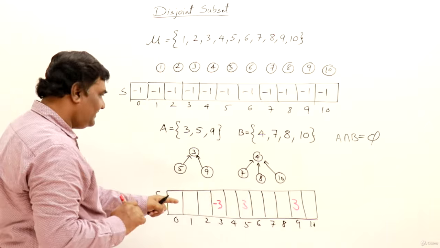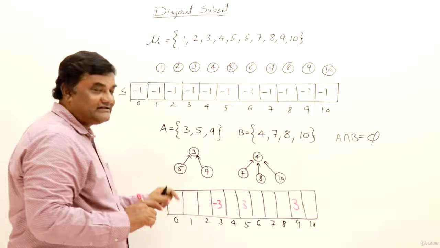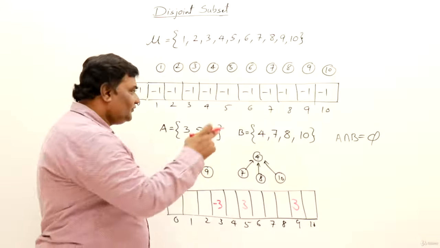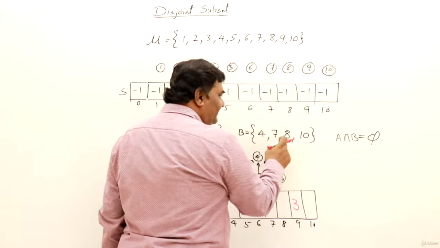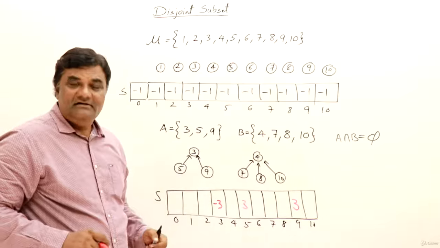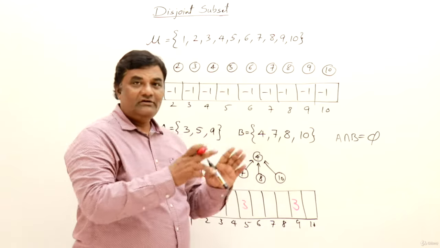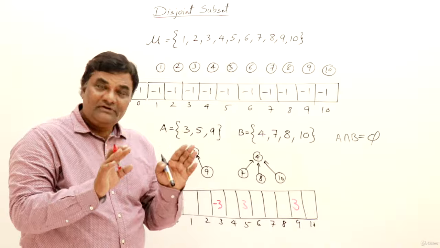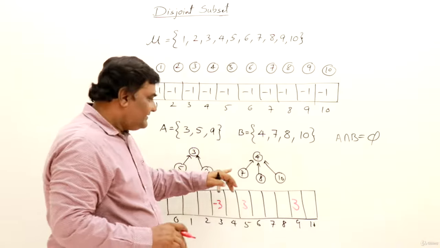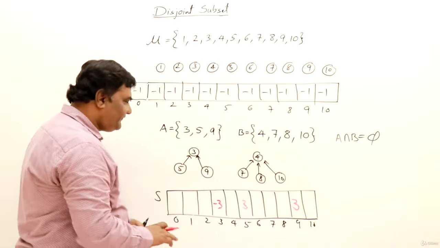Minus is negative. Okay, what is this 3? This 3 means total elements in this one. Yes, there are 3 elements. Next, if you look at this set, 4, 7, 8, 10, there are a total of 4 elements, and I have selected 4 as a head, right? And 7, 8 and 10 are pointing onto 4. So 4 is a parent or head. And 7, 8, 10 say that we belong to set 4.